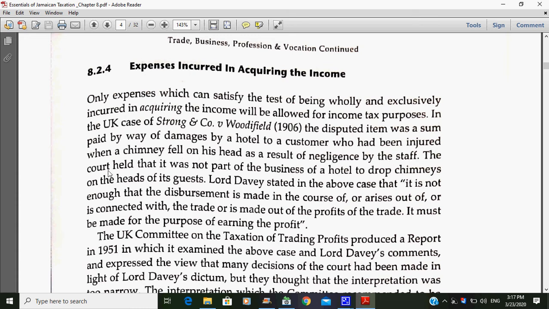The court held that it was not part of the business of a hotel to drop chimneys on the heads of its guests. Lord Davis stated in the above case that it is not enough that disbursement is made in the course of, or arises out of, or is connected with the trade, or is made out of the profits of the trade. It must be made for the purpose of what? Earning the profit.